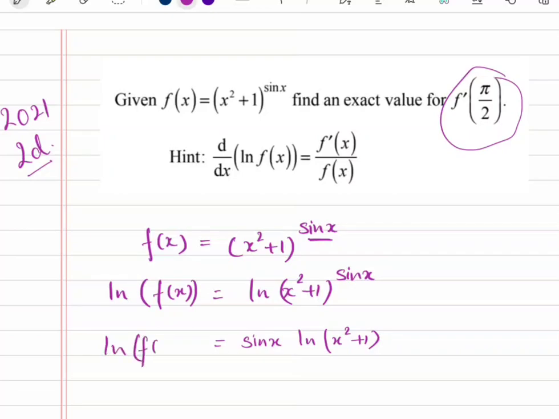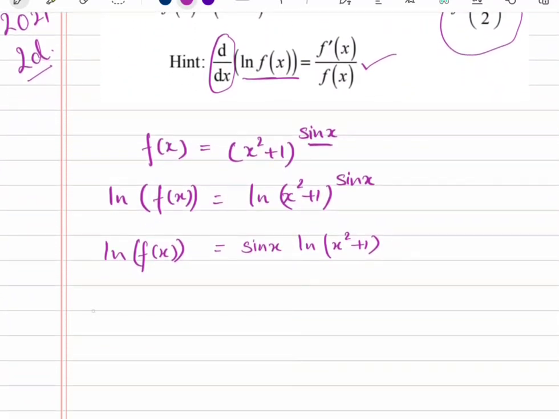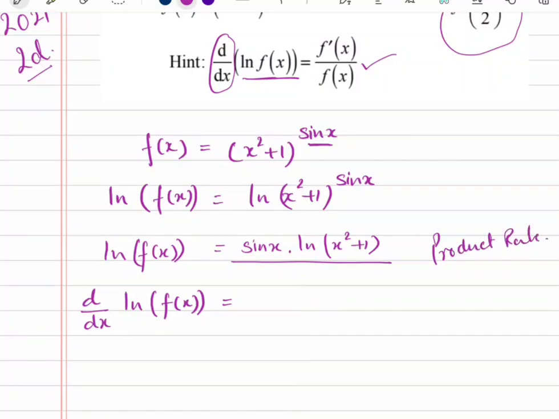Now we will use the hint that is given to us. The hint says the differentiation of ln x gives us that, right? We have done that in our differentiation learning as well. So if we differentiate both sides, ln of f(x) is equal to the differentiation here. Now here we will have to use the product rule because there are two things multiplied there with the x variable.